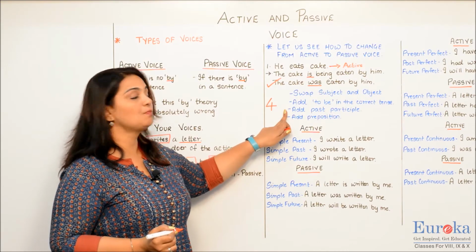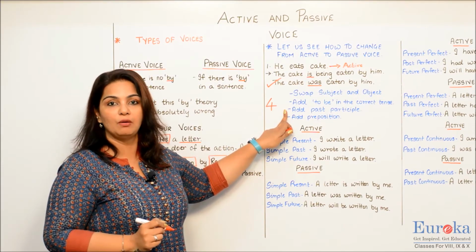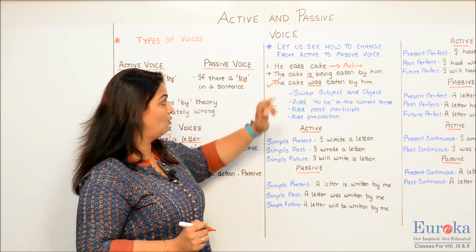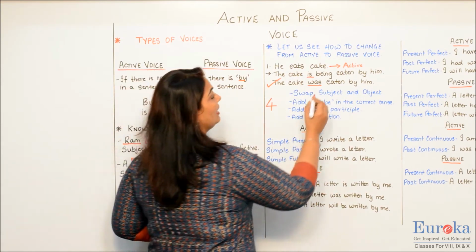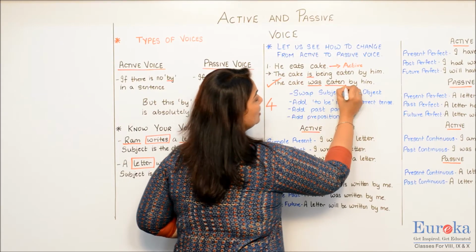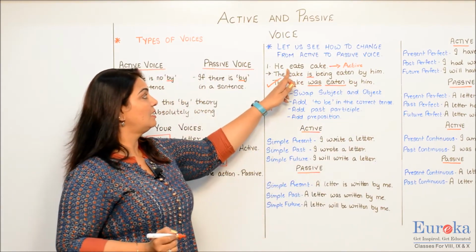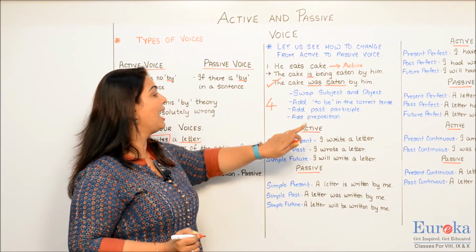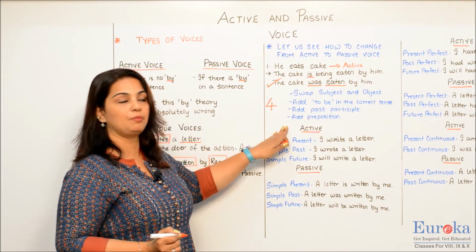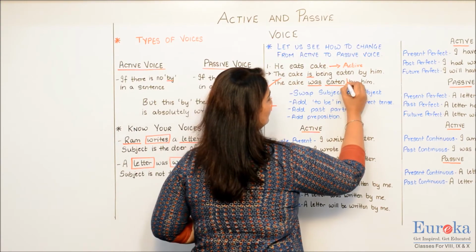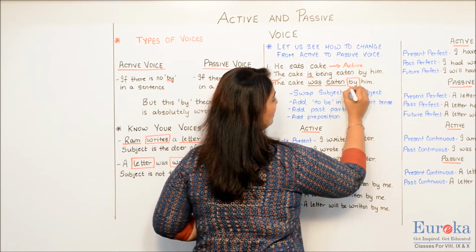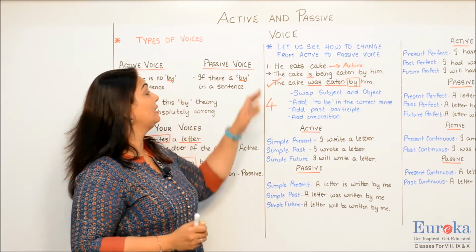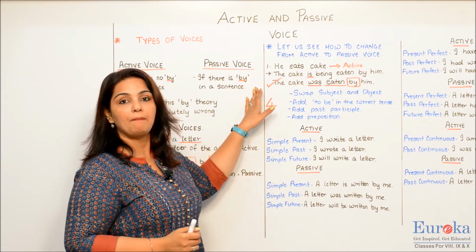we add the past participle of the main verb. Which is the main verb over here? The main verb is eats. So, in the second line also, it becomes eaten. So, that means eats is converted into eaten by past participle. And the last, we add the preposition by. In this way, we change or convert an active voice into a passive voice.